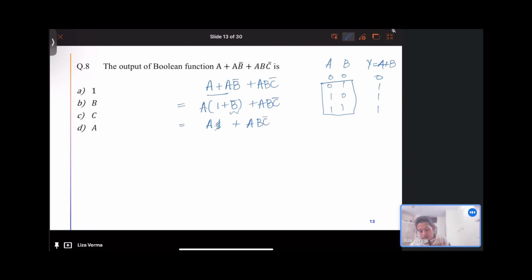We can just write it as a. Again, taking a as common, we'll have 1 plus bc bar. Again, the same case is occurring: this bc bar can be anything, 0, 1, whatever. B can be anything, C can be anything, but since there's an OR operation with 1, this doesn't matter. The output will always be 1, which implies the result is A, which is option D here.